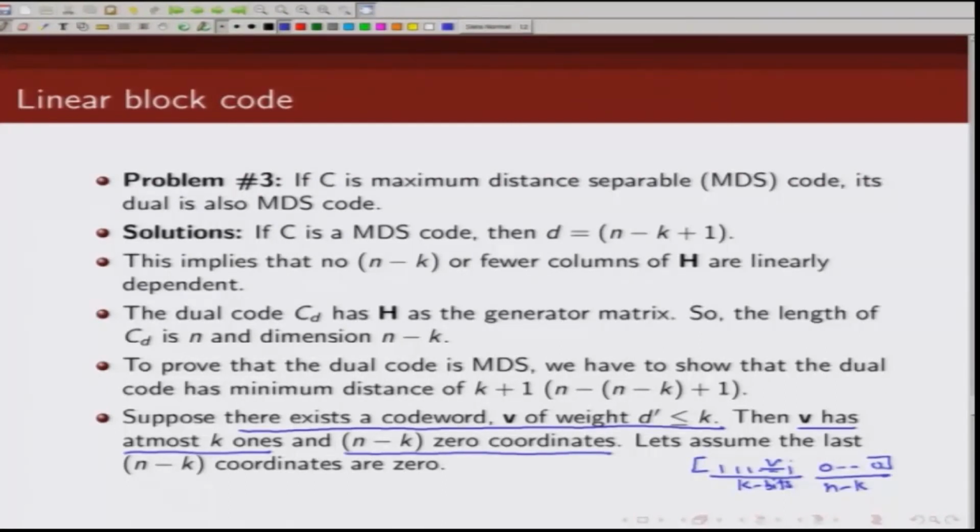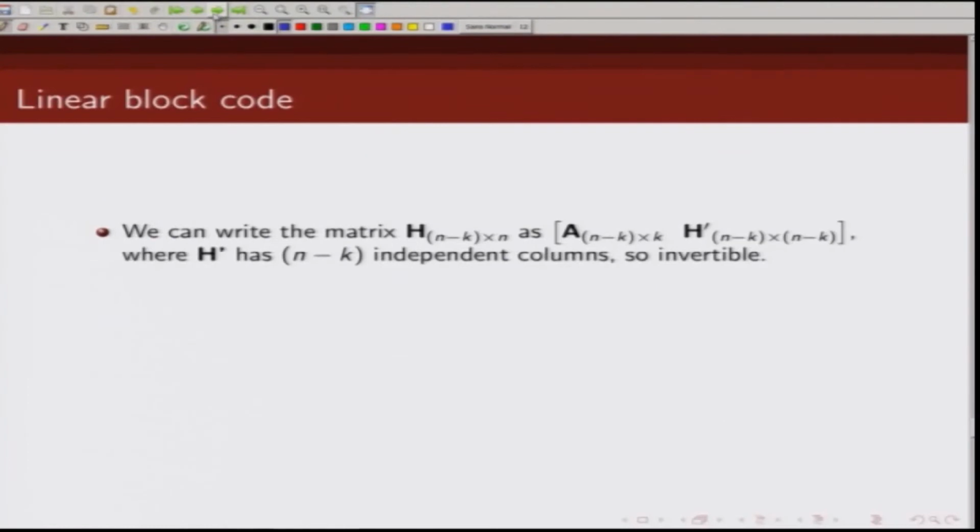Okay. Let us assume that. Now, the parity check matrix of the original code, which is the generator matrix of our dual code, can be written in this particular form. Please note this parity check matrix is an n minus k cross n matrix. So I am writing it as one matrix A, which is n minus k cross k, and then there is an invertible matrix which I call H prime, which is n minus k cross n minus k.